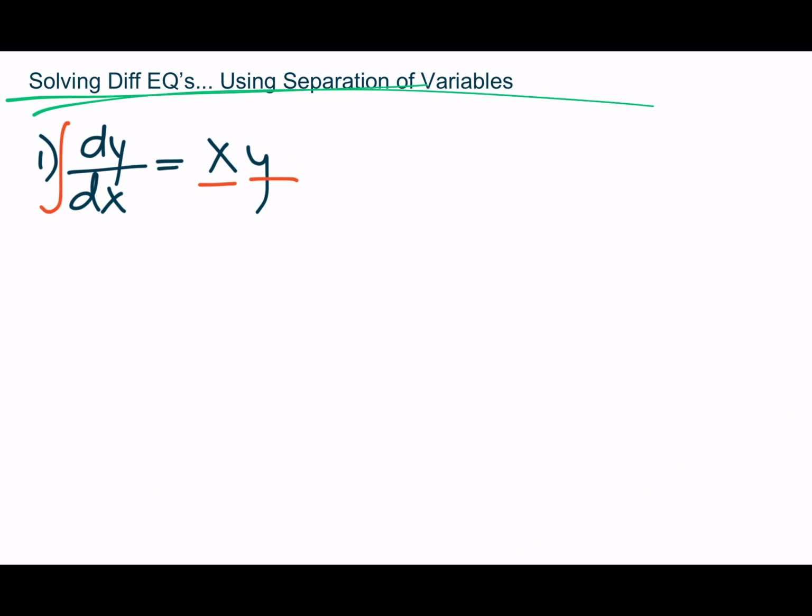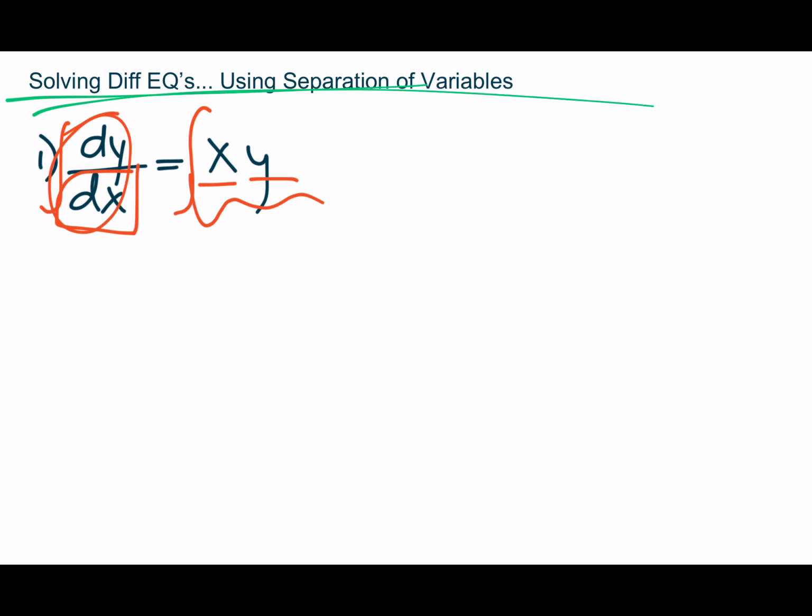If I were to try to throw integrals on this thing right now, it would be crazy because I have two variables here, I'm not allowed to do that, and I have two differentials here, I'm not allowed to have that, particularly not a differential in a denominator. We never work with differentials in our denominator. So the first thing I need to do is fix it.